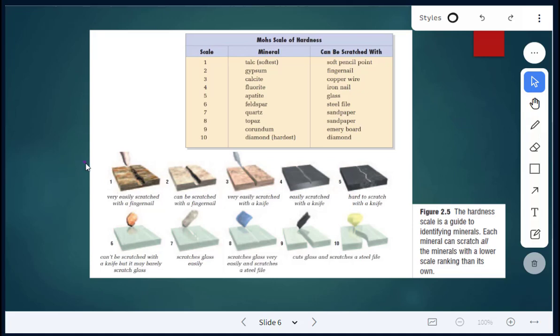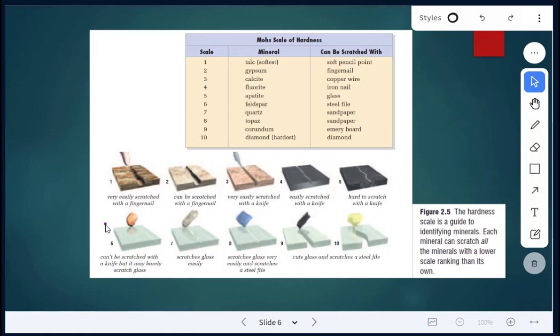So for example, number 1 is very easily scratched with a fingernail. Number 2 can be scratched with a fingernail as well. Number 3 can be scratched with a knife. Number 4 as well with a knife. Number 5, it gets harder. Now it's hard to scratch with a knife. And so on. We get to number 6.